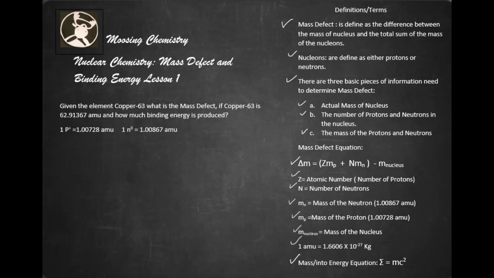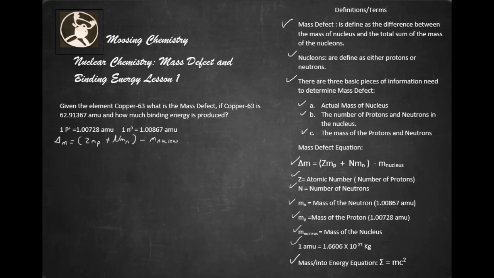First of all, we're going to use the equation that we found for mass defect, which is delta M equals Z M_p plus N M_N minus M nucleus. All right, so now we have that there. This looks a little bit better because it looked a little strange before.